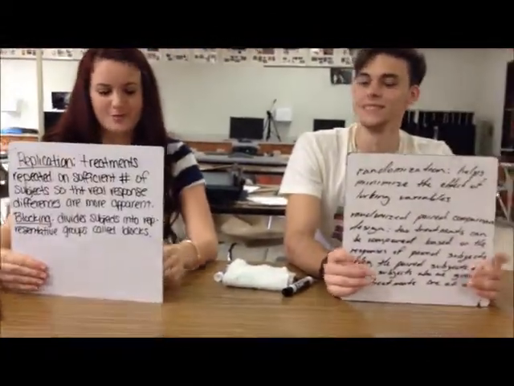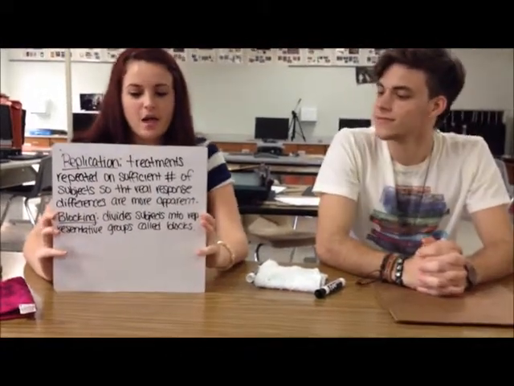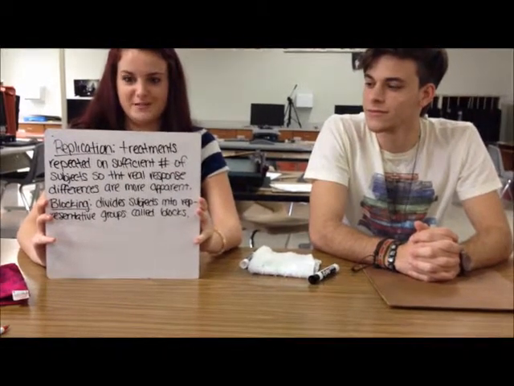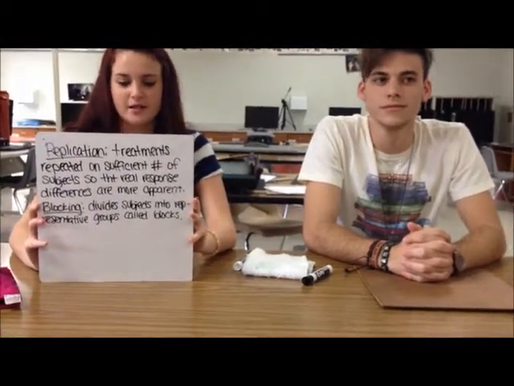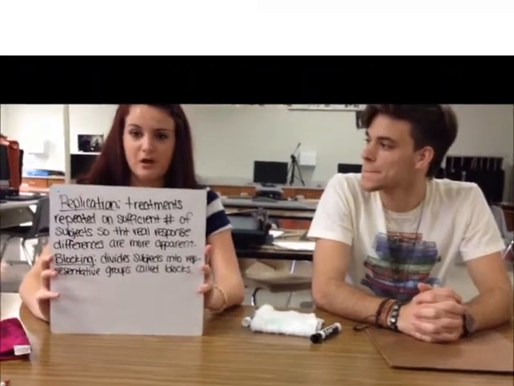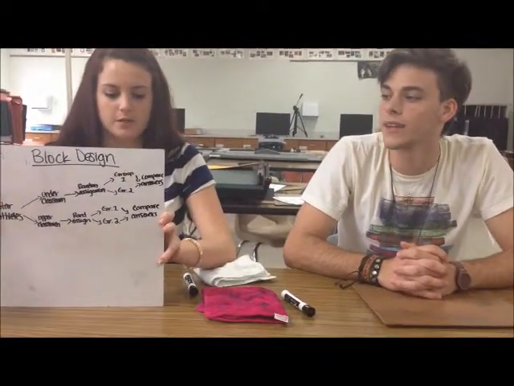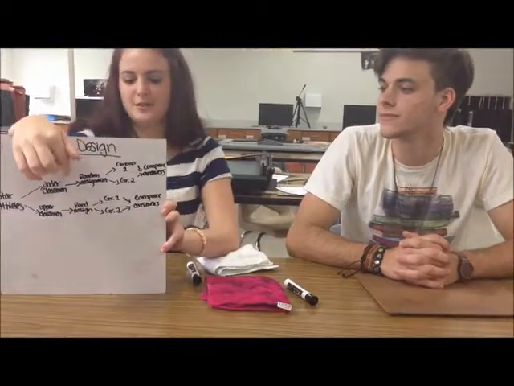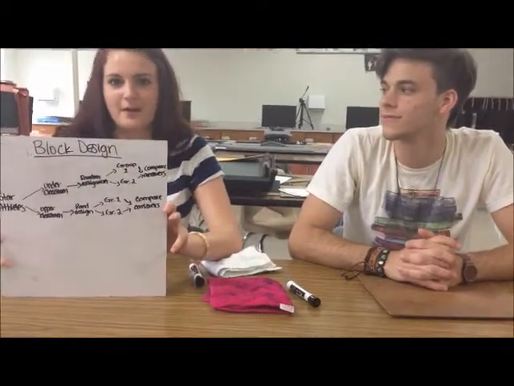Okay, right now we're going to be talking about replication and blocking. Replication treatments repeat on a sufficient number of subjects so the real response differences are more apparent, whereas blocking divides subjects into representative groups called blocks. And this is an example of a block design. The star athletes are divided into blocks, underclassmen and upperclassmen, and then they're split into their random design and put into groups 1 and 2, and then you compare answers after that. Well, in a completely randomized design, the star athletes are randomly assigned before they're split off into groups.